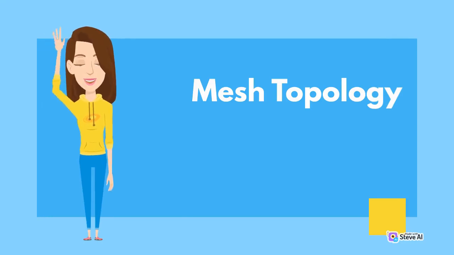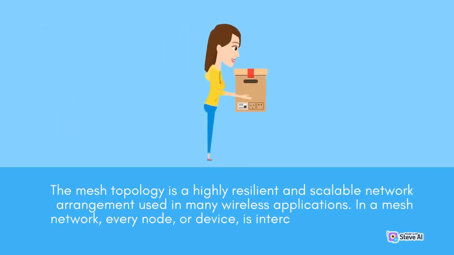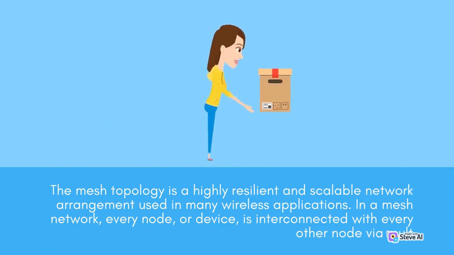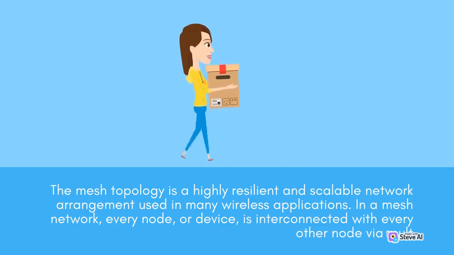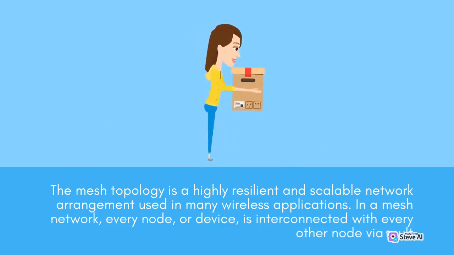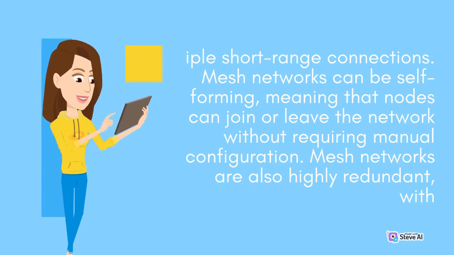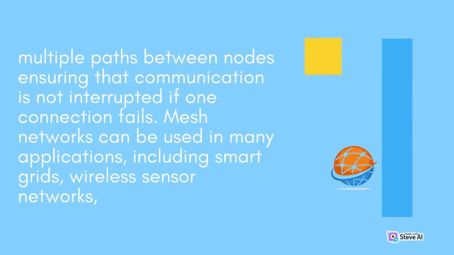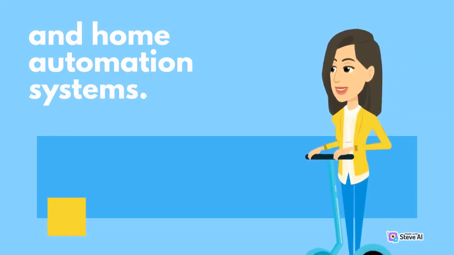Mesh topology. The mesh topology is a highly resilient and scalable network arrangement used in many wireless applications. In a mesh network, every node or device is interconnected with every other node via multiple short-range connections. Mesh networks can be self-forming, meaning that nodes can join or leave the network without requiring manual configuration. Mesh networks are also highly redundant, with multiple paths between nodes ensuring that communication is not interrupted if one connection fails. Mesh networks can be used in many applications, including smart grids, wireless sensor networks, and home automation systems.